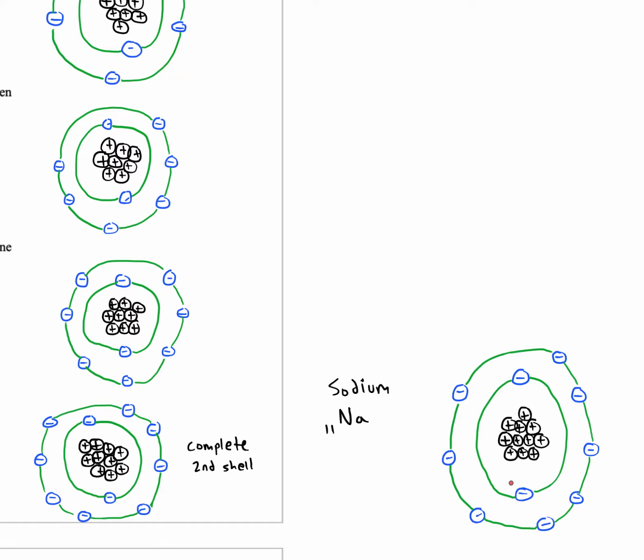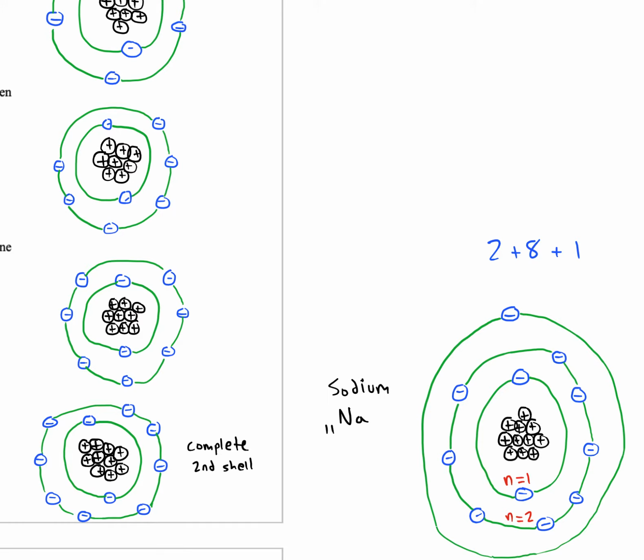So we have 2 electrons in the first energy level. We've got 8 electrons in the second energy level. And that's a total of 10 so far. We need one more for sodium. And so where is it going to go? Since that second energy level is full, we're going to put our remaining electron into the third energy level, like that. So this is the n equals 3 energy level.